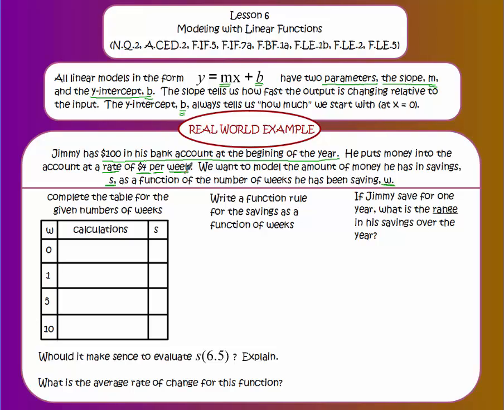Let's take a look at this table. Complete the table for the given number of weeks. So at 0 weeks, let's think about this. If no time has passed, how much money would Jimmy have in his bank account? Well, we go back to this first sentence here. Jimmy has $100 in his bank account at the beginning of the year. So before any time has passed, he's going to start with $100, so his savings is going to be $100.